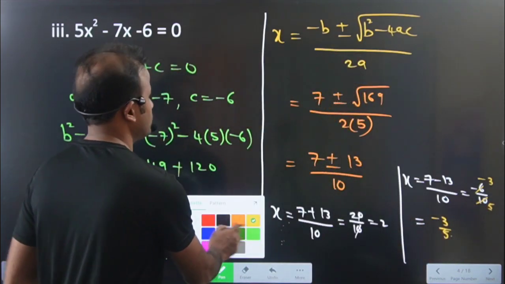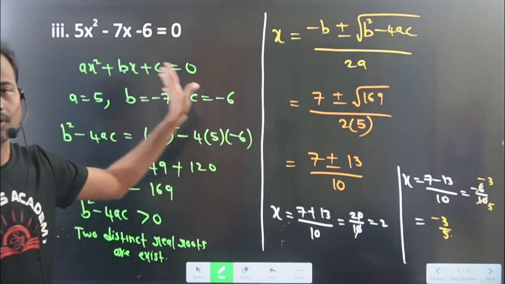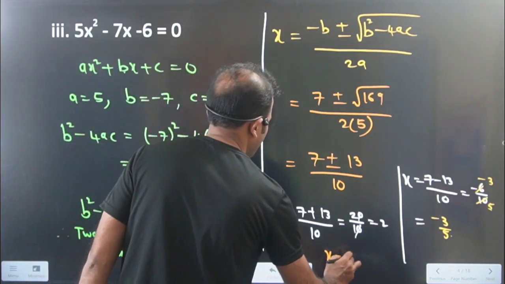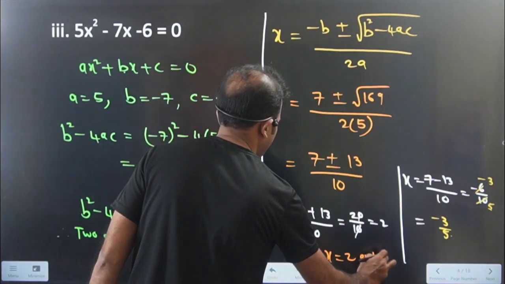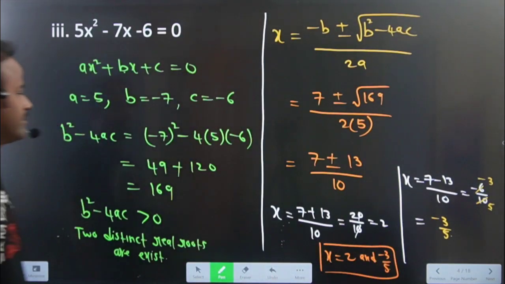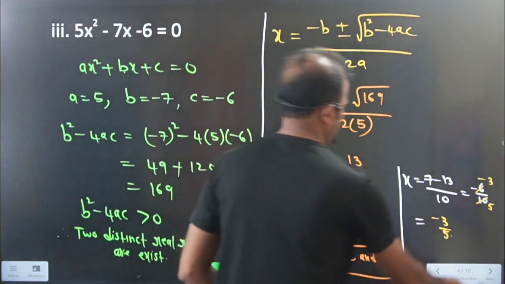And here we have the two roots. What are the two roots we have here for this expression? One x value is 2 and the other value is minus 3 by 5. Then x equals 2 and minus 3 by 5. These two values are the roots of the given equation. Is it clear? Let's move on to the next question.